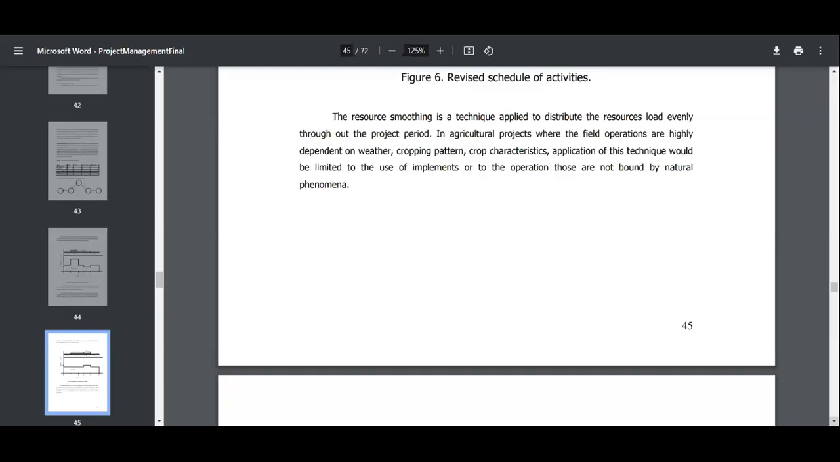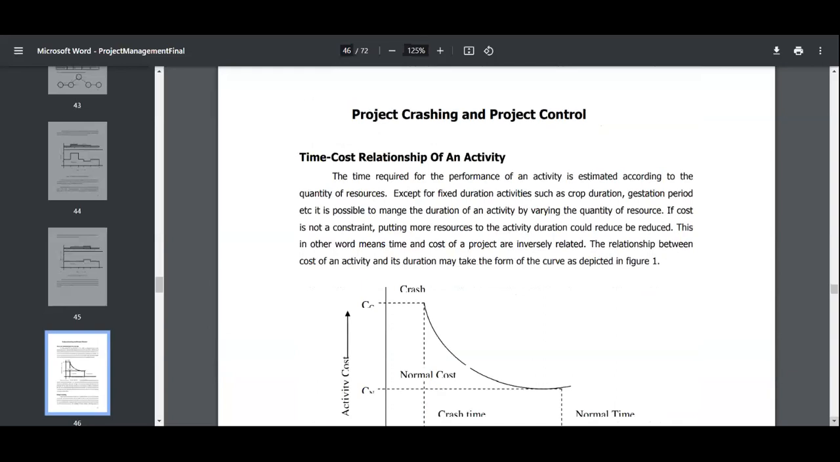Now, next it is project crashing and project control. Yes, very important. Time cost relationship of an activity. Yes, whatever time you require is to save the cost, to save the time also. So that's why time management, performance goal or time quality goal, is important for all companies, because they are very particular about that time, right?